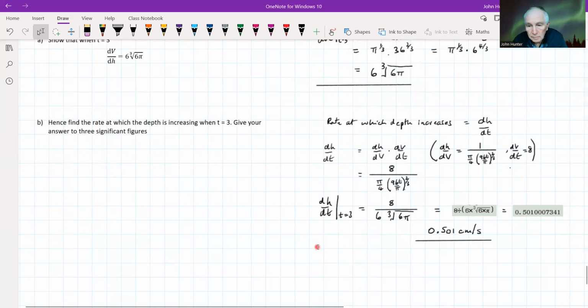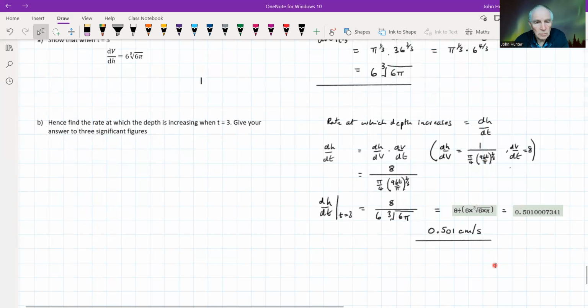that's 0.501. And that's the rate at which the depth is increasing. So that's in centimeters per second. So yeah, tricky problem, that.